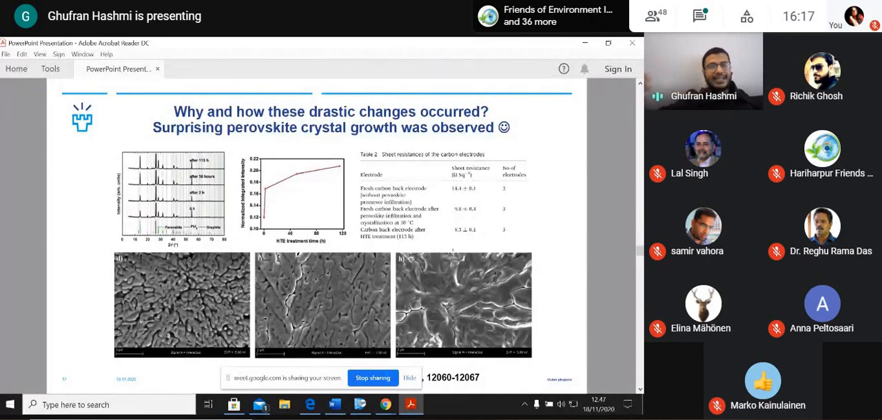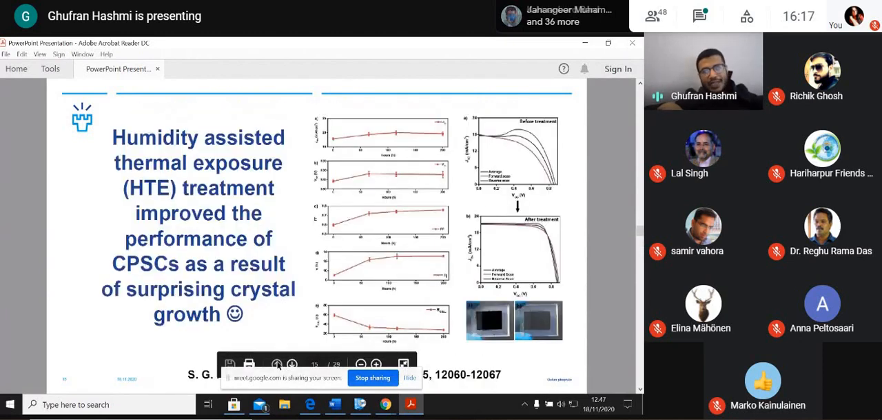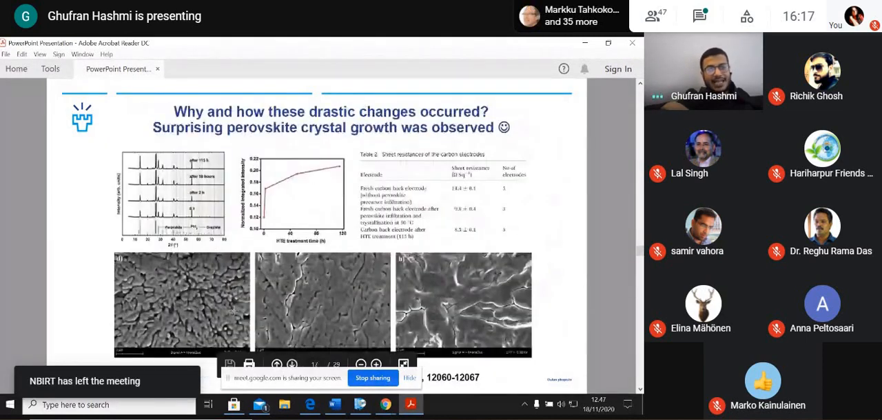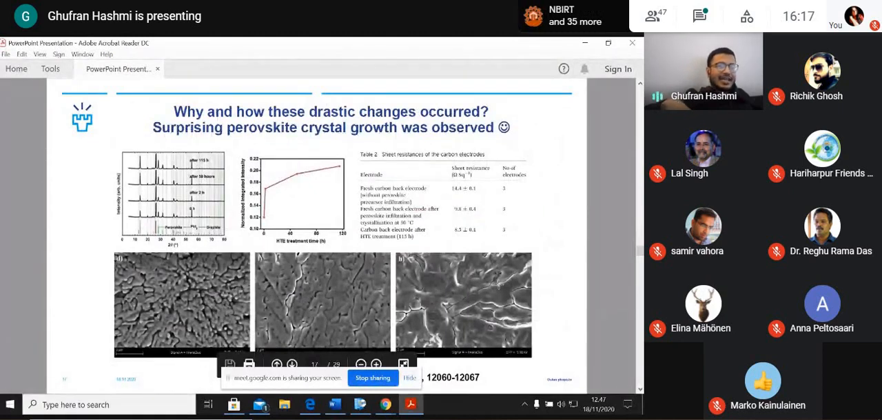So that gave an idea that there is a crystal growth that has improved the interface. But how to detect this crystal growth? You cannot see through this carbon structure, because you only get a porous structure. But luckily, as I mentioned, a crystal came out at the edge, and that gave me an idea to take some SEM images. And you can see here the images of that edge.